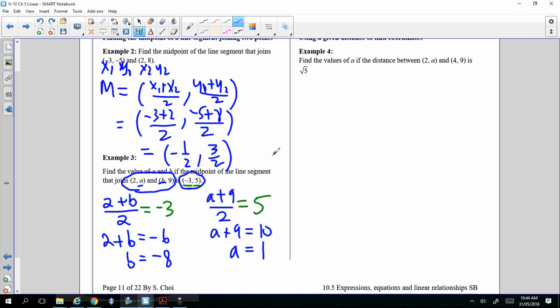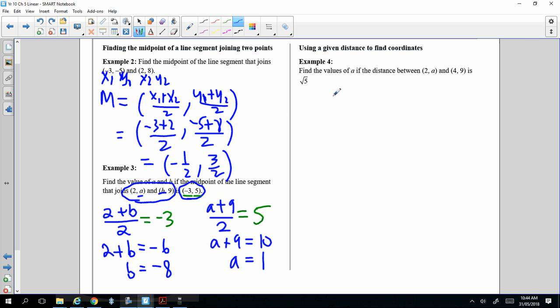Alright, good. We'll do one more. So this one, a lot of space because we need a lot of working out space. Let's look at how this works. This is like example 3. We're given the distance, and we have to find the value of A given these 2 points. So we know the distance between these 2 points is root 5. You have to find out what that A is.